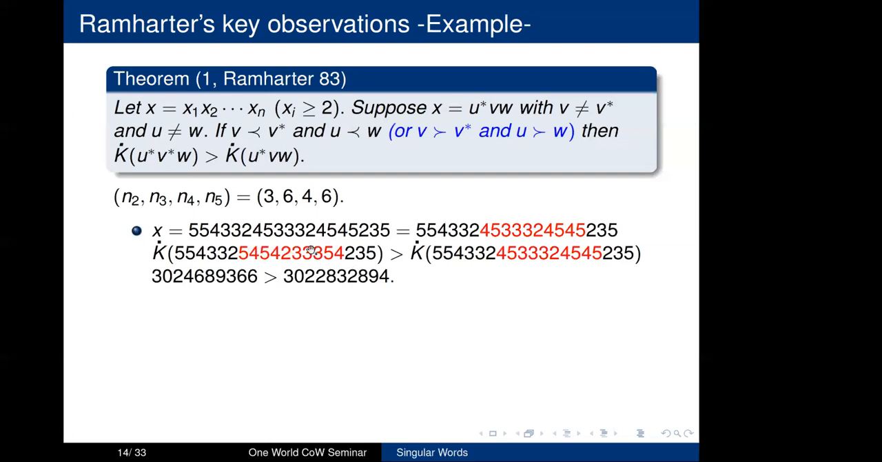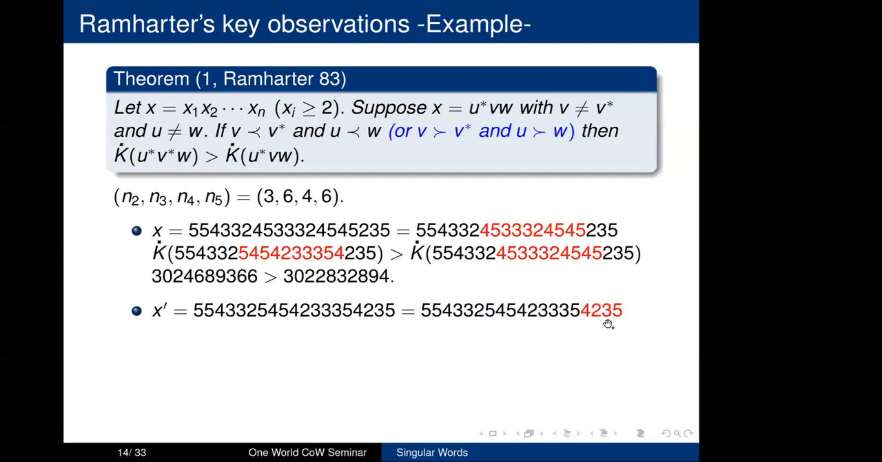Okay. So now let me call this new word X prime. And let's see if within X prime we have other factorizations that satisfy this condition. Well, here's one. So again, V is the red part, 4, 2, 3, 5. U is this whole long thing read backwards. And W is the empty word, okay? So here, V is again less than V star, because V begins in 4, ends in 5. And U is less than W, because remember, W is the empty word, so it counts for infinity. Okay, so again, we're back in this situation here. And Ramharter's theorem would tell us, well, if we reverse the 4, 2, 3, 5, then K dot should increase.